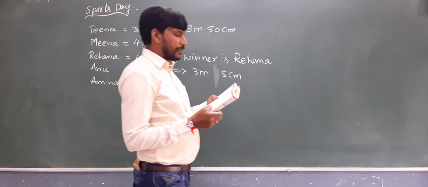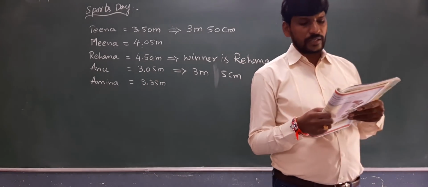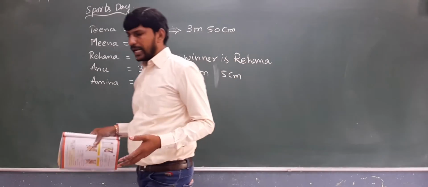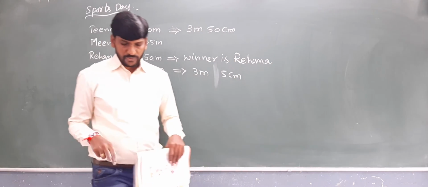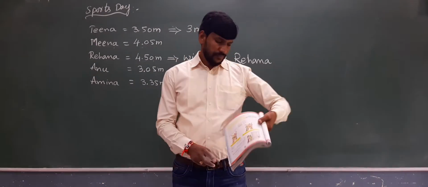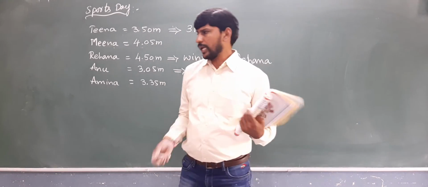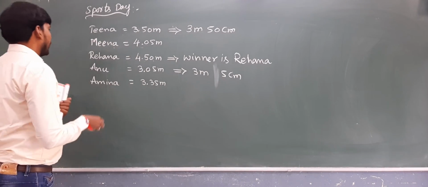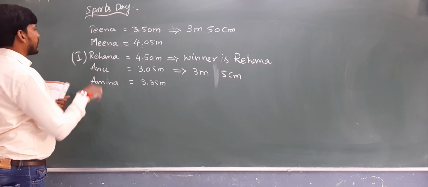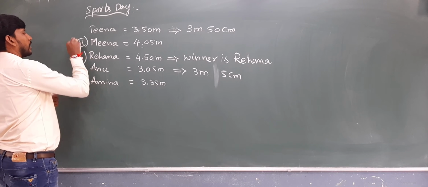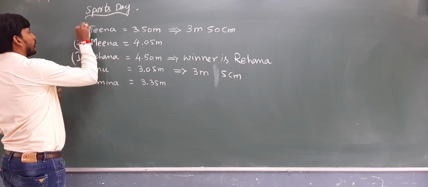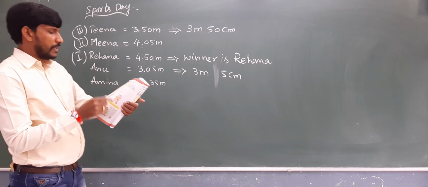Now write the names of the first, second, and third winners on this stand. There is a stand here. See, in any games they conducted, they stand like this. The first person is in the middle, then the right side is third, and the left side is the second person. Now here, who is the first person? Rehana is the first person. And who is the second one here? The second person is Meena. She gets second prize, and third prize is Tina. Please write down these three names in this box.